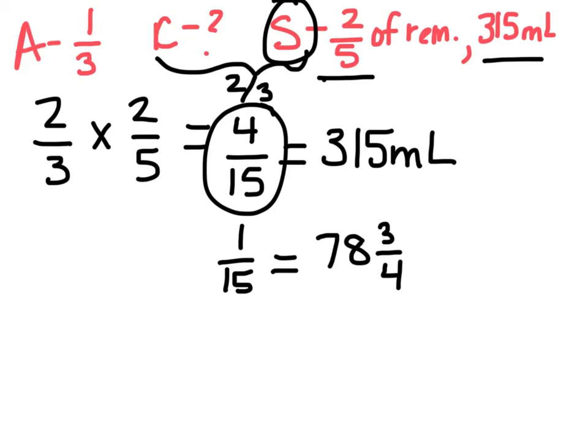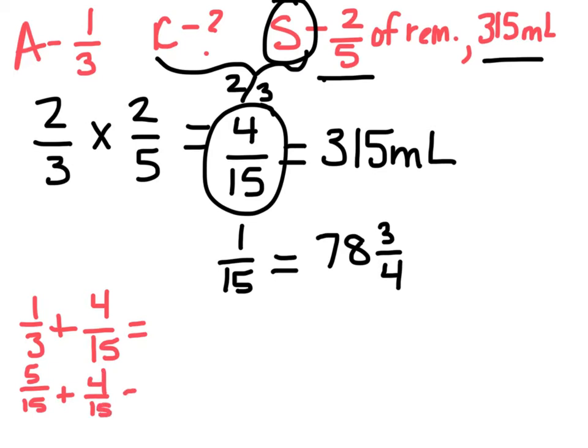So now, how much is carrot? Well, if 4/15 is strawberry juice and 1/3 of the total is apple juice, then we can add those two together to find out what fraction of the total is carrot juice. So let's add 1/3 plus 4/15, which is the same as 5/15 plus 4/15 or 9/15. So 9/15 of the juice is apple plus strawberry together.